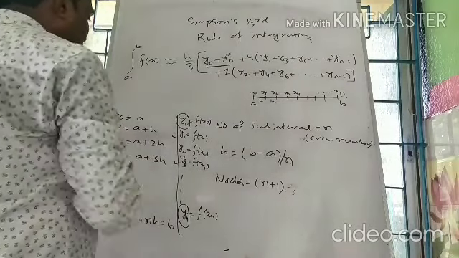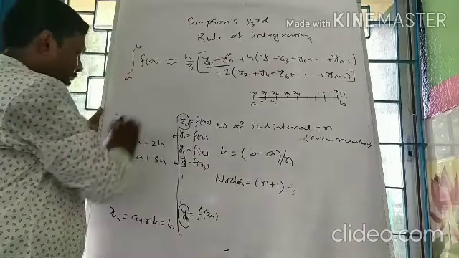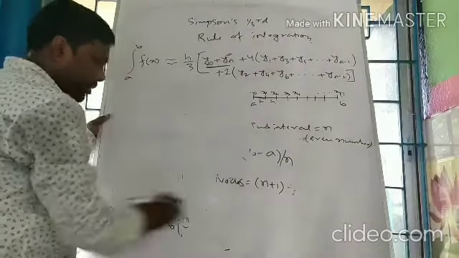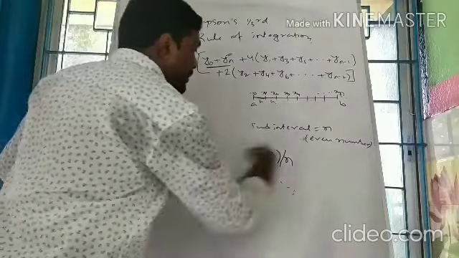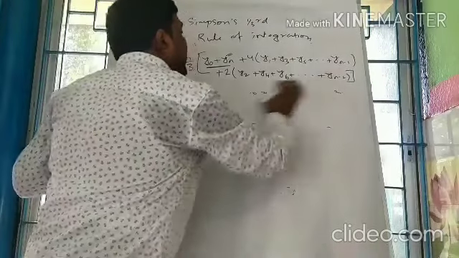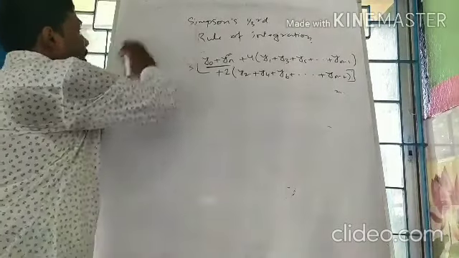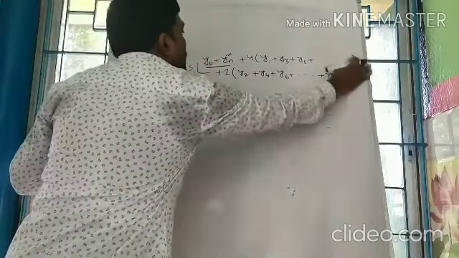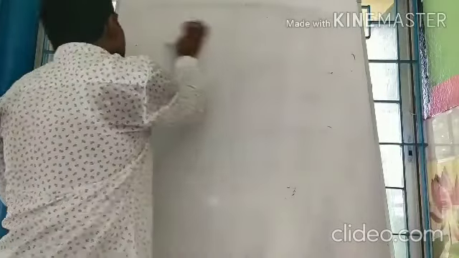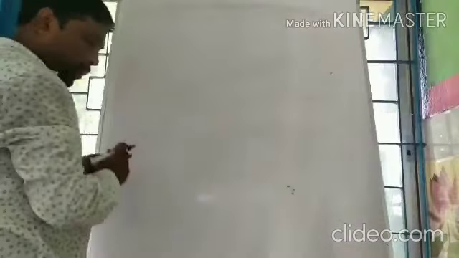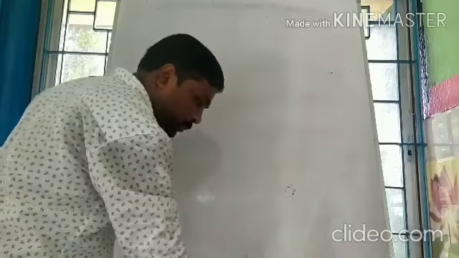For Simpson's 1/3 rule, n is an even number, but for the trapezoidal rule n can be either even or odd, no problem. But for Simpson's 1/3 rule, n must be an even number. Okay, take one problem.